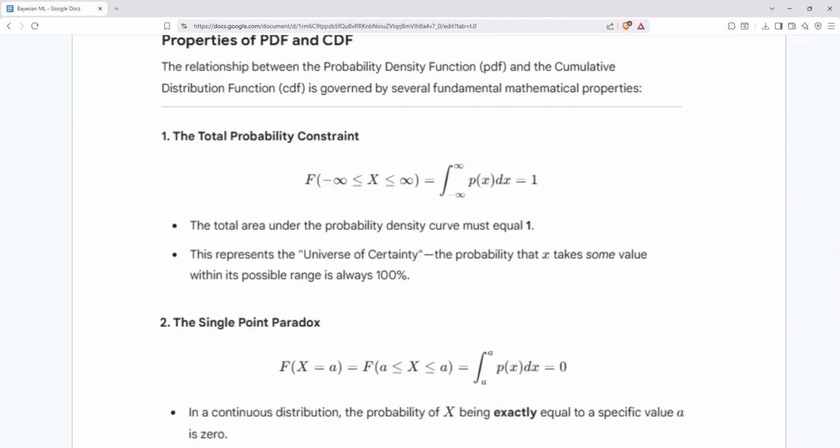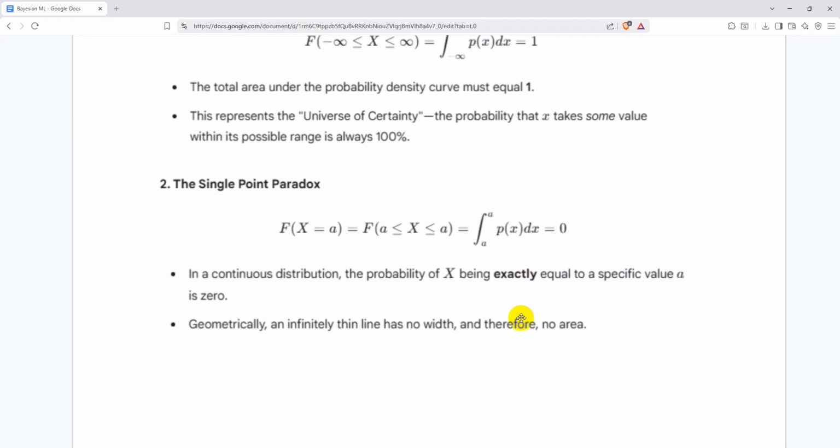We'll now formalize everything we've been building. And this is where things start to feel a bit counterintuitive, but very powerful. First, let's address something that usually feels wrong at first. P of x equals a equals 0. This is saying the probability that a continuous variable takes exactly one value is 0.